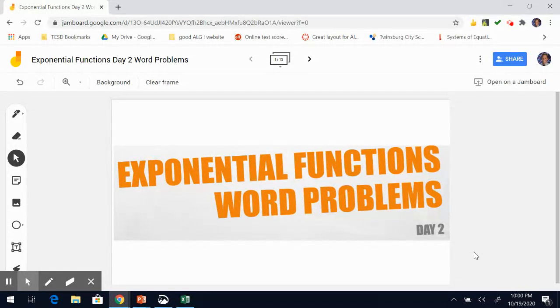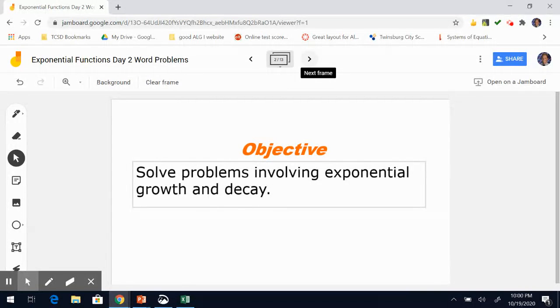Time to do what? It's time to do exponential function word problems. Are you ready? Sit back, relax, buckle up, because here we go. Boom. Today's objective, pretty obvious. I think I've already said it. Solve problems involving exponential growth and decay.